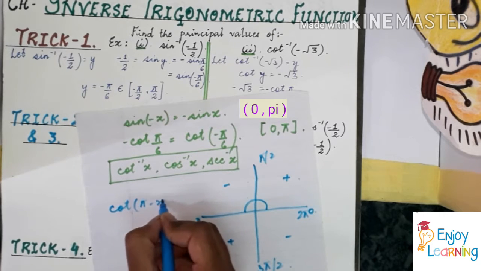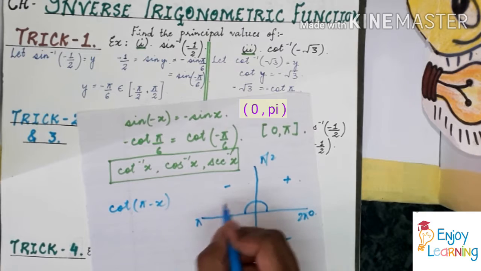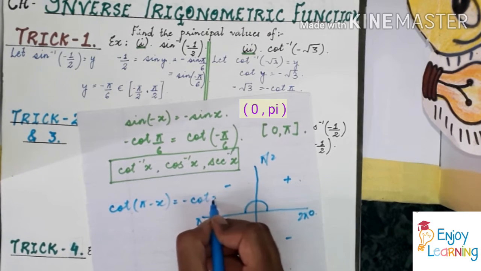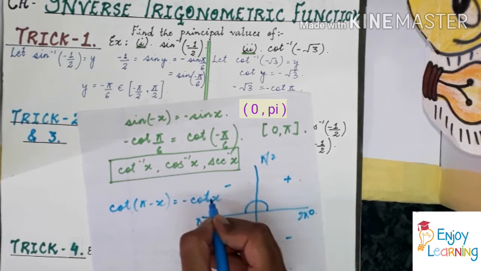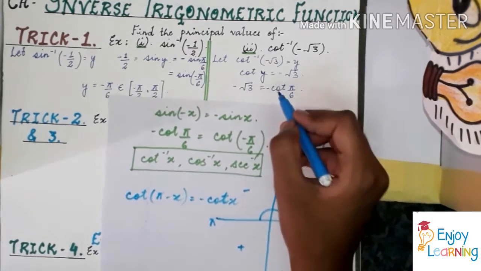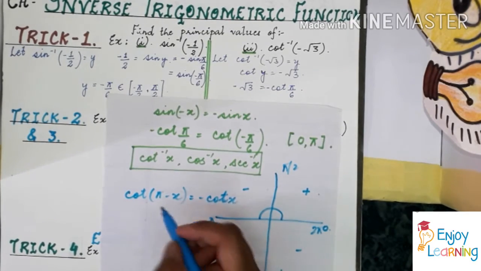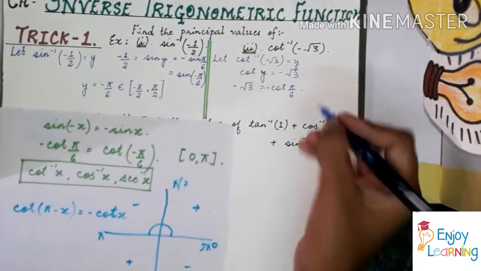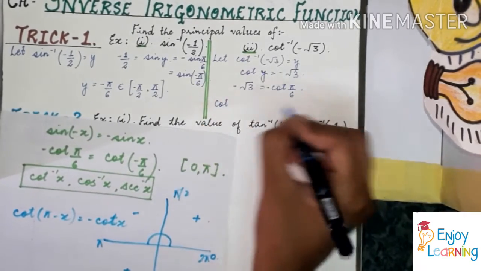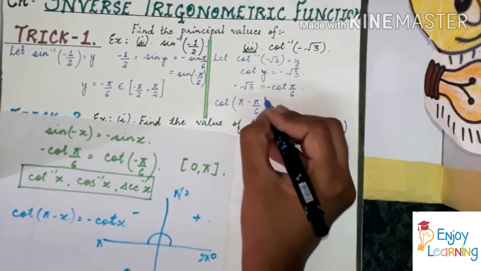pi minus x. See, pi minus something means cot will come in the second quadrant. It is equal to minus cot x. This is a property which you must have studied in class 11th. So this is the same as what you are getting here. So in place of minus cot x you can write cot pi minus x. So you will do it here also. Minus cot pi by 6 is equal to cot pi minus pi by 6.